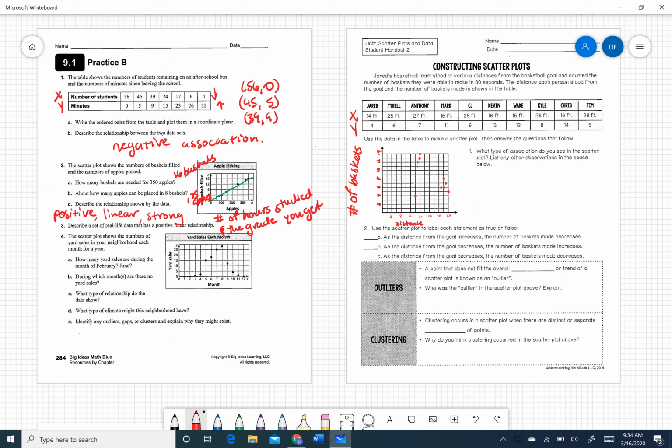All right, and in number 4, it says that the scatter plot shows the number of yard sales in your neighborhood each month for a year. So in part A, it asks how many sales are during the month of February. February being the second month, I'm going to look for 2, and I see there's no yard sales in February, so 0 yard sales. And June is the 6th month, so I go over to 6 and go up, and I see that's between 15 and 20, so I'd say approximately 17 yard sales.